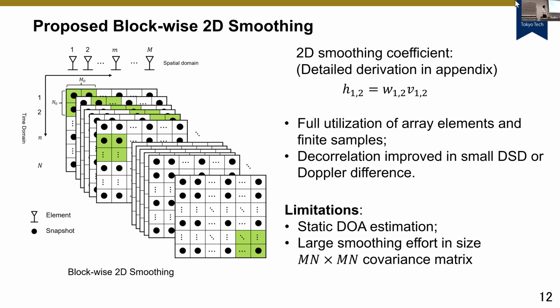But this proposed technique also faces some challenges. For example, it can only apply to static DOA estimation. Because, I mean, when we want to track the targets, this static DOA estimation will have some side effects on the tracking performance. And also, because we combine the spatial domain and the time domain together, we have to conduct extra smoothing efforts in the size of, for example, the Mn times Mn covariance matrix. That means that this covariance matrix size becomes larger. It requires extra computation efforts.